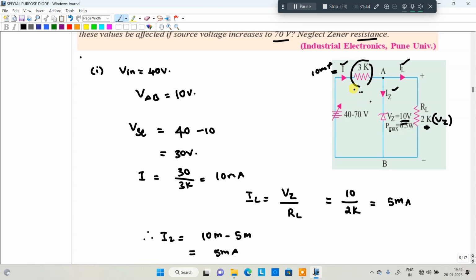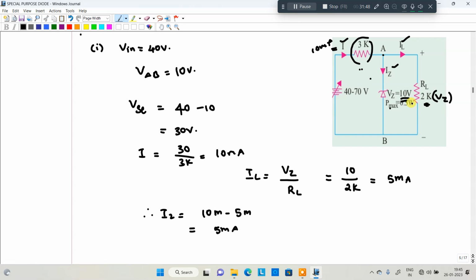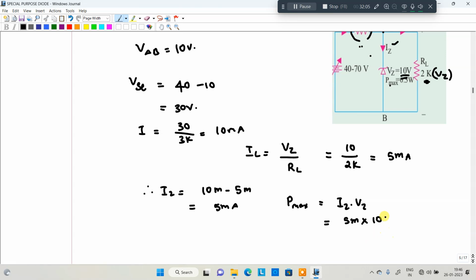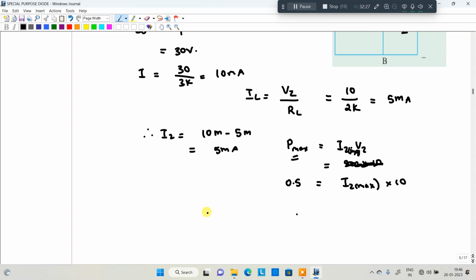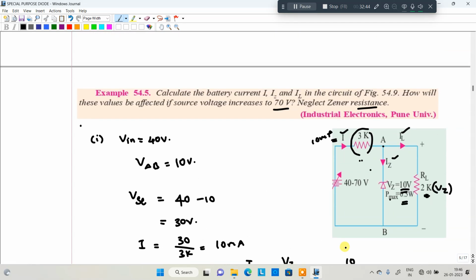They provided the maximum power here, 0.5 watt. So P maximum is equal to IZ maximum into VZ. What is P maximum? It is given as 0.5. You need to find IZ maximum. VZ is given as 10 volt. So IZ maximum is equal to 0.5 divided by 10, which is 0.05 amperes, equivalent to 50 milliamperes. What is the IZ maximum? 50 milliamperes. This is for when the voltage is 40 volt.